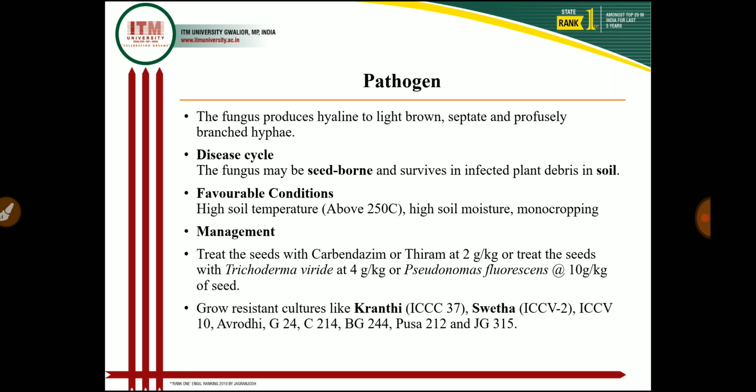And if we apply a heavy dose of organic manure or green manure in the field, then we decrease the inoculum present in the soil. And if we follow a 6-year crop rotation with non-host crops and grow resistant cultivars such as Kranti, Sweta, Avrodhi, Pusa 212 and JG 315, these are the resistant cultivars against the wilt disease in gram.